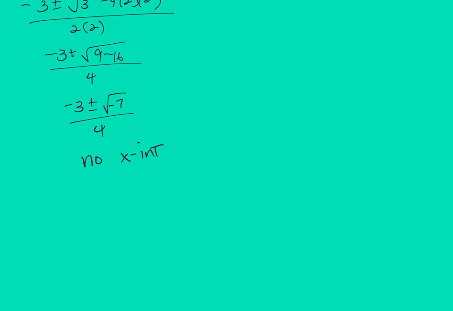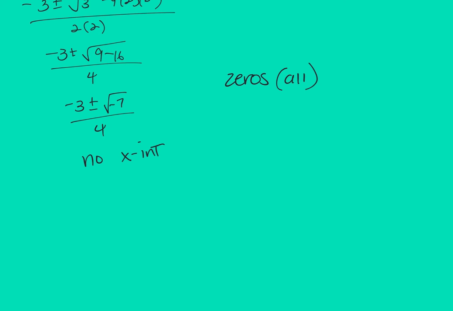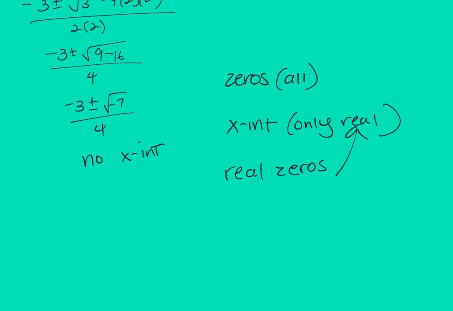So remember, if it asks for zeros, it's all of them. I would include i's. If it asks for x-intercepts, it's only the real numbers. So there's no i's on there, okay? Or if it asks for real zeros, same thing, only the real numbers. We wouldn't include i's.